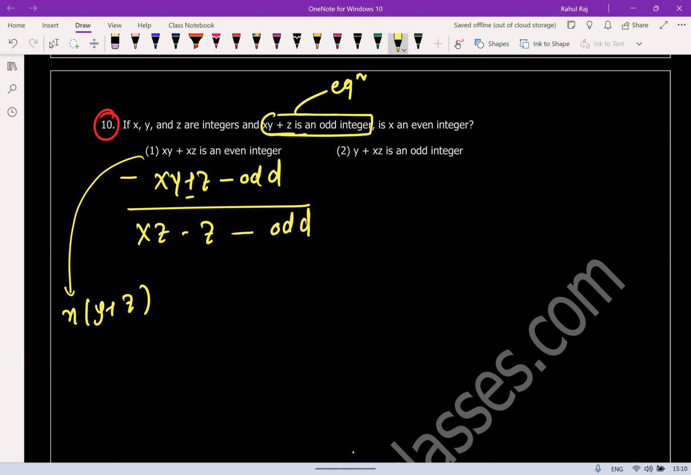No, the point is x can be odd and y plus z can be even. Then also we'll get an even. Why are you just assuming that x could be even and y plus z could be even or odd? I can also assume that if x is odd and y plus z is even, you will still get an even integer.